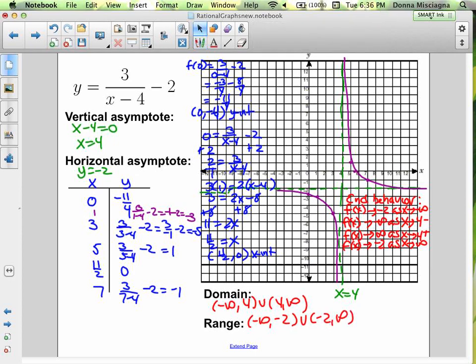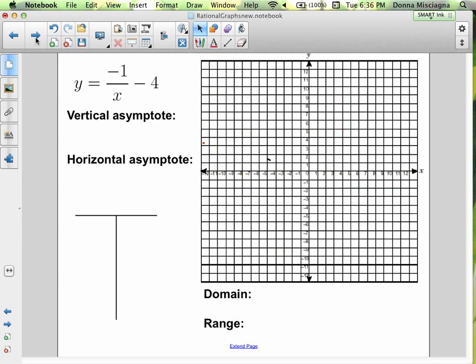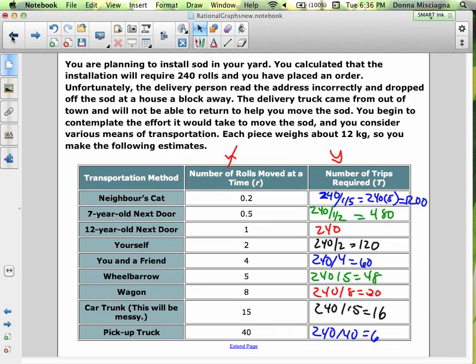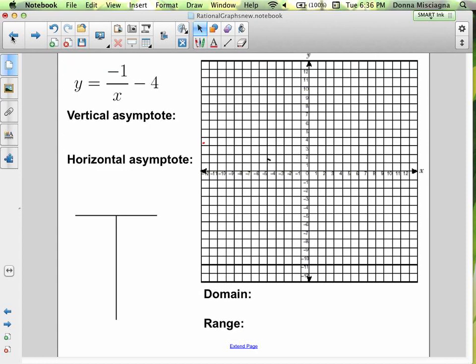Right, and I've got, I believe, just one more graph for you, and then there's a real world problem for you to watch. Yes, indeed, one more to graph. All right, and this one, you just sit back and watch and relax because this one's not in your notes. Just sit back and enjoy the video.